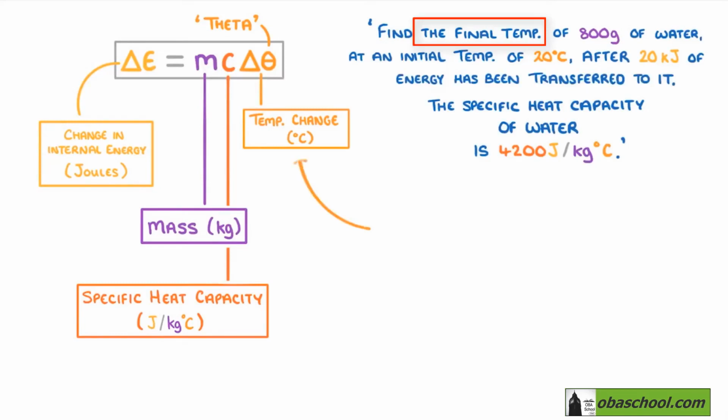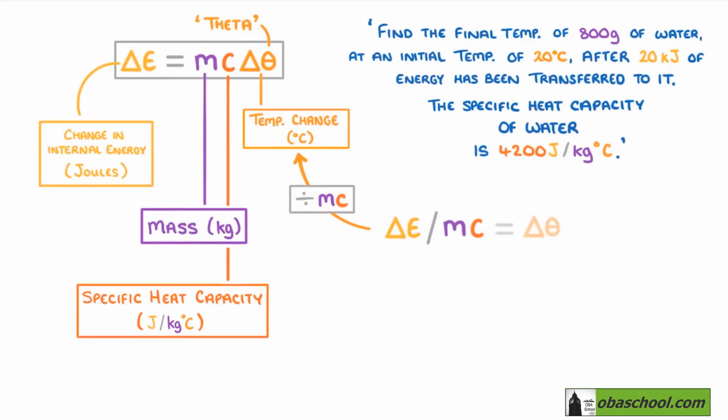In order to find the final temperature, we first calculate the change in temperature, so we need to divide both sides of the equation by the mass times specific heat capacity. This ratio equals the change in temperature.